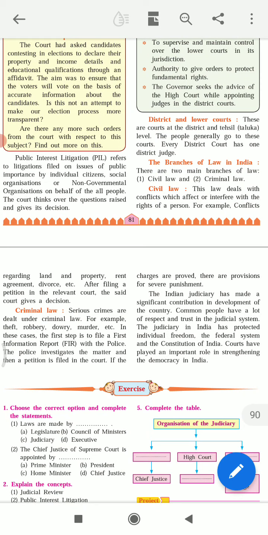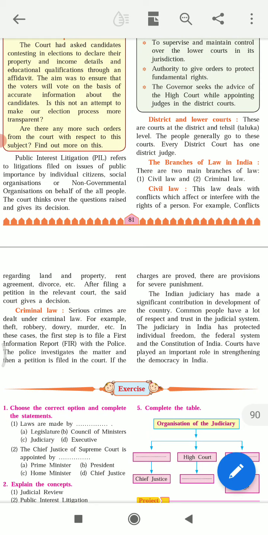And what is criminal law? Serious crimes are dealt under criminal law. For example, theft, robbery, dowry, murder, etc. In these cases, the first step is to file a first information report. It is known as FIR.